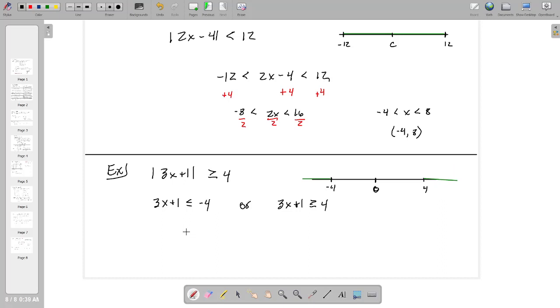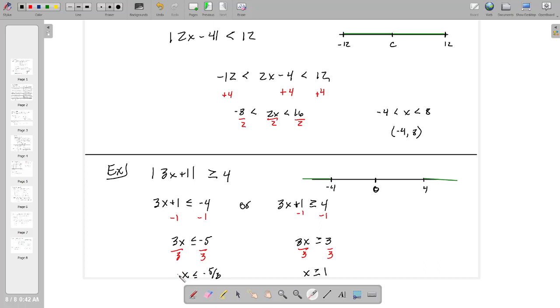Then we just solve for x in both of these inequalities, and you do the same steps, so I usually do them together. In this case, I'm subtracting 1 from each side. And we get 3x is less than or equal to negative 5, and 3x is greater than or equal to 3. Divide by 3. And I get that x is less than or equal to negative 5/3, and x is greater than or equal to 1.